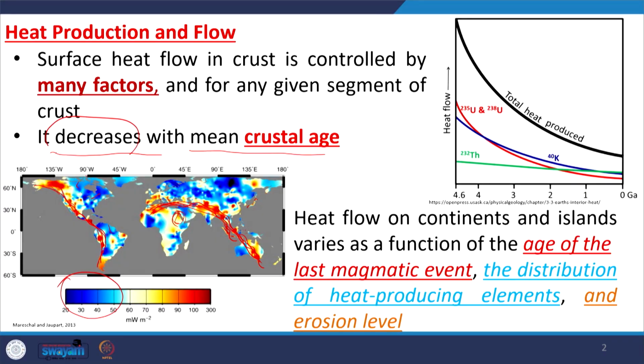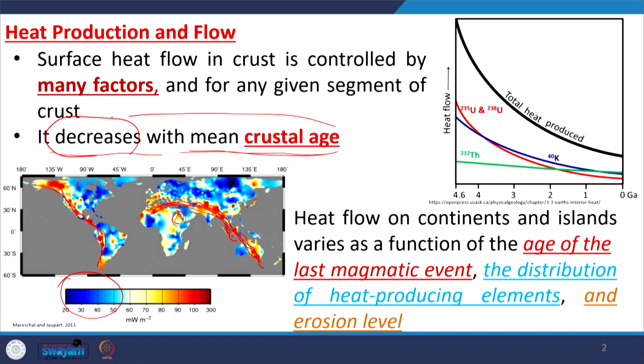Heat flow and heat production decrease with crustal age. Crusts of Archean time are mostly continental crust, because we know oceanic crust is recycled, and the oldest surviving oceanic crust that we find nowadays is up to Cretaceous. So age is inversely proportional to heat production. That means if age increases, heat production decreases.